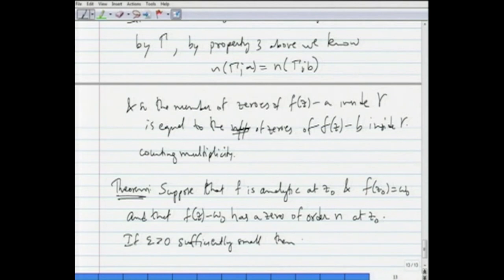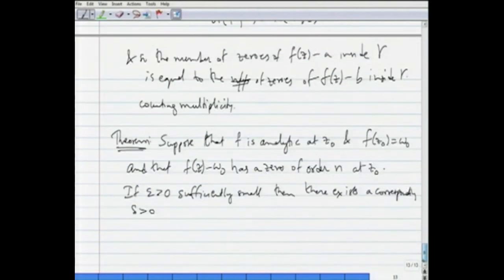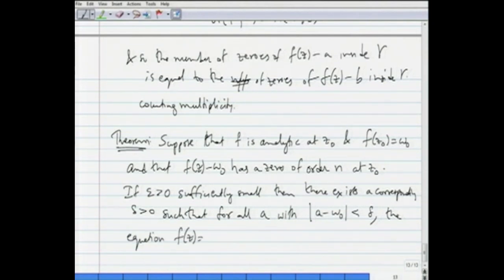Okay. So here is the conclusion. If epsilon naught is sufficiently small, then there exists a corresponding delta positive, such that for all a with modulus of a minus w naught strictly less than delta, the equation f of z equals a has exactly n roots inside the disk modulus of z minus z naught strictly less than epsilon.